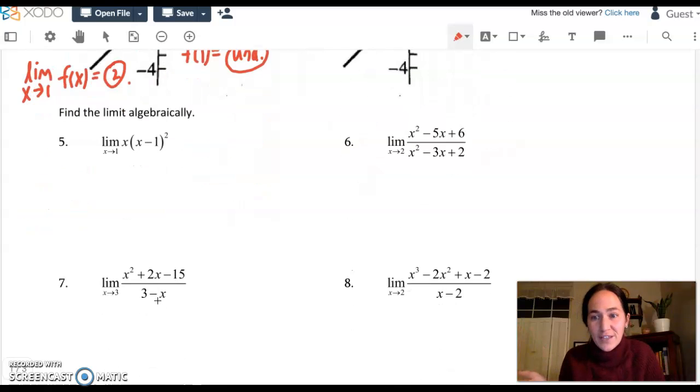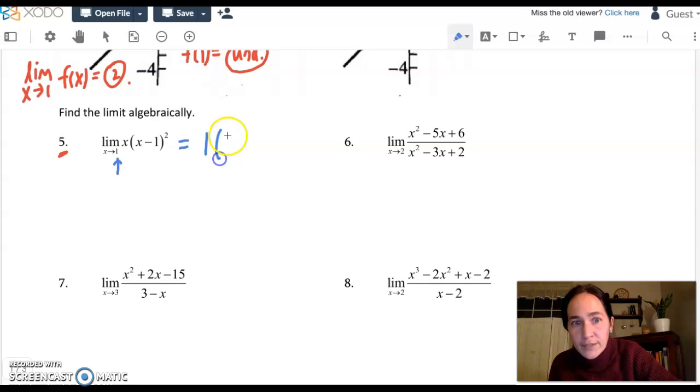Now we get to the fun stuff, right? I like these because we can use some algebra. If I look at 5, there is an easy way to get a limit. If you don't see any problem with just some direct substitution, just plugging in the 1 for x, I say go for it. For this one, I don't see any problem with just plugging in 1 for x here and 1 for x inside of the parentheses and simplifying this answer. So I'm going to get 1 times what?